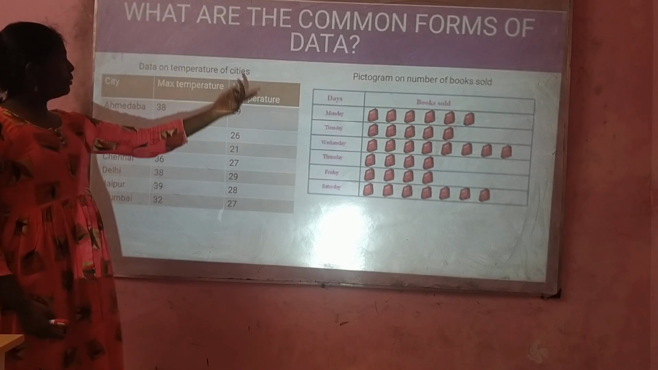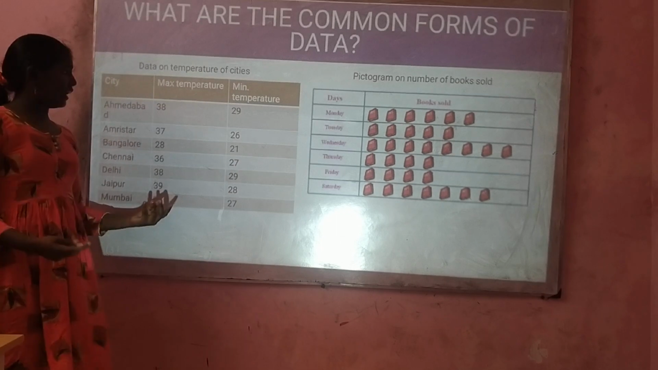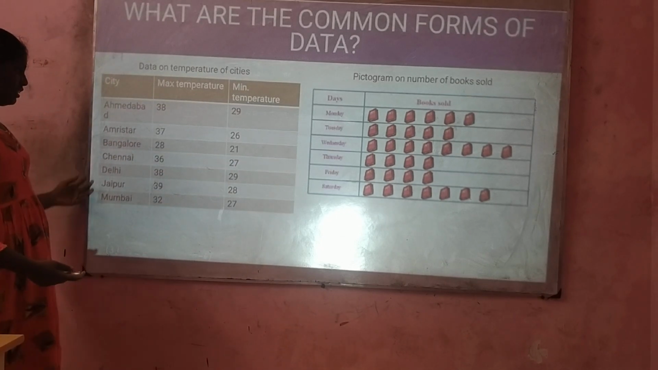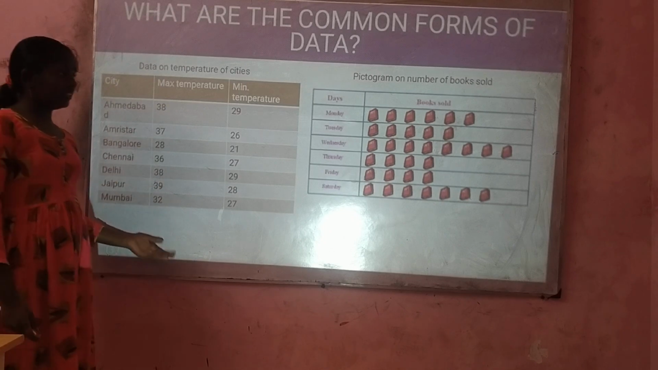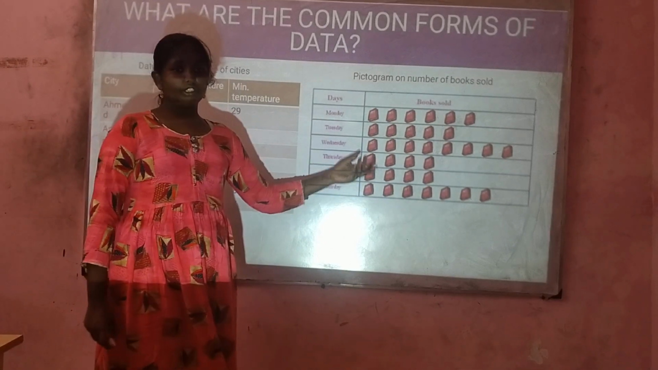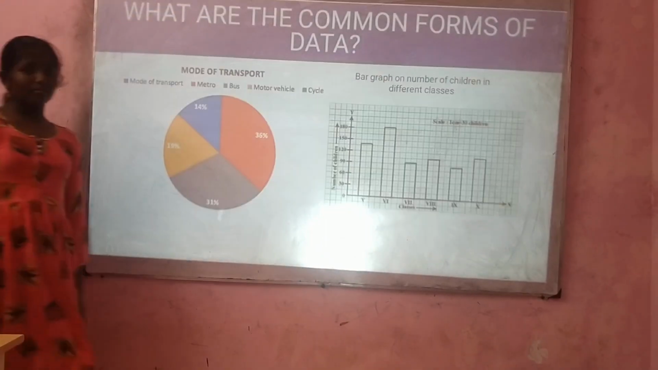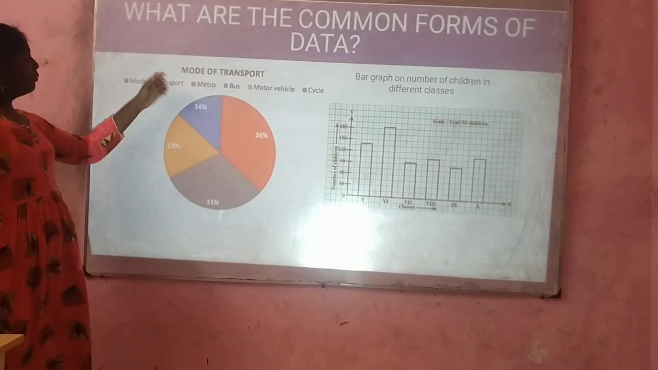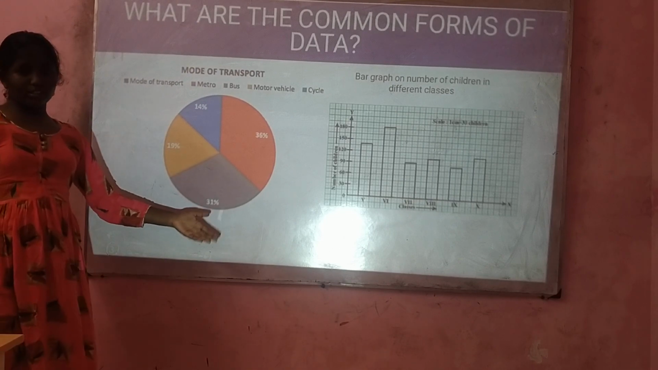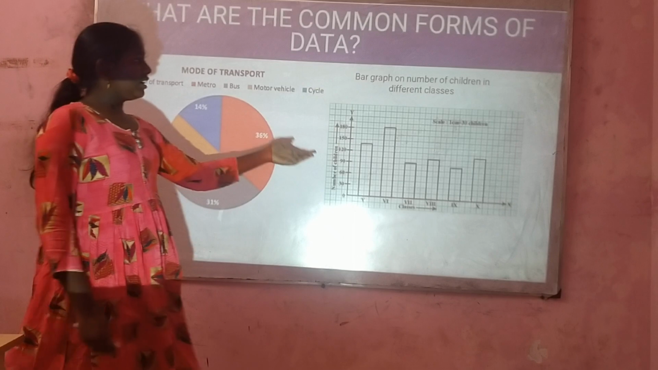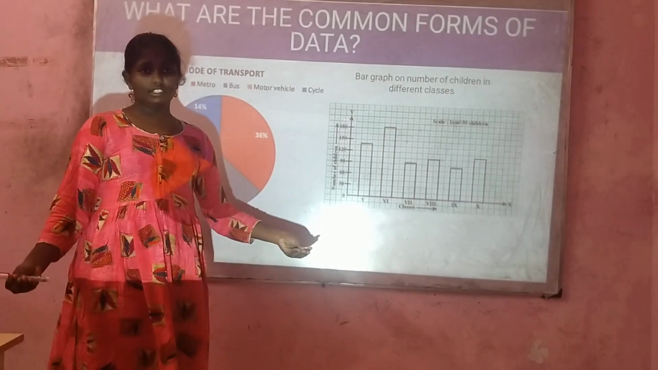What are the common forms of data? Common examples of forms of data are temperatures of different cities, towns, villages, and places, number of things sold in a shop, number of vegetables or fruits sold in a shop, etc. Mode of transport used by students of a class, bar graph of number of children or performance rate of children.